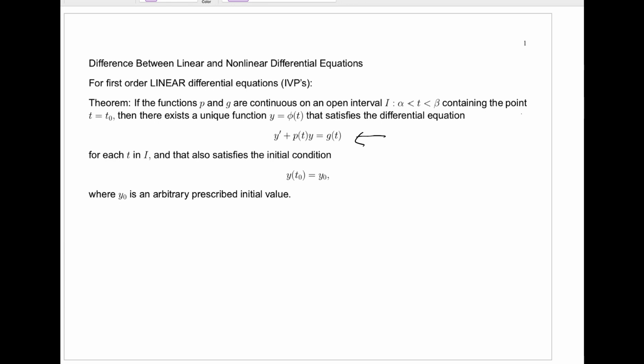Everything works the same. So if you have continuous coefficient functions on some open interval I, and we have an initial condition that takes place at t naught, some point in our open interval I, then the theorem says there exists a unique solution, y equals phi of t, that satisfies both the differential equation and our initial condition, y of t naught equals y naught. Y naught here is just some arbitrary initial value.